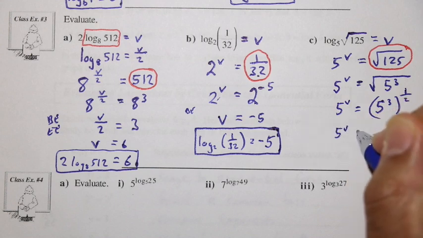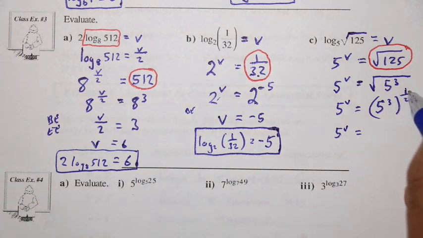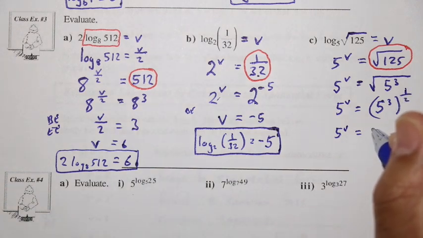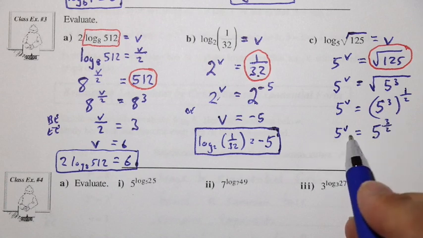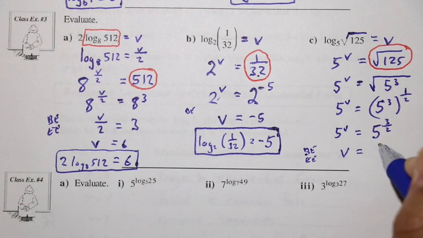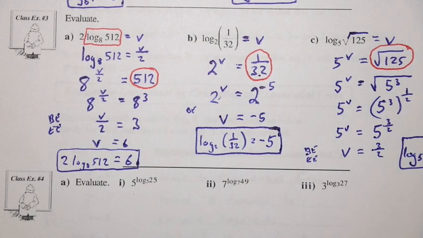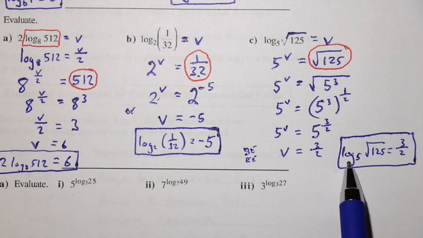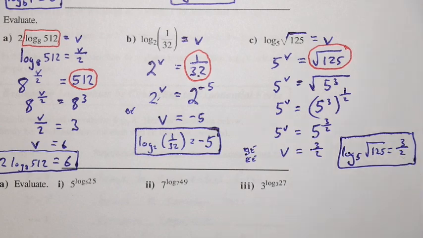So here, continuing on, 5 to the v would be equal to, using the rule of a power raised to an exponent, we multiply these exponents but keep the same base. 3 times 1 half is 3 over 2. And there we can see now, since the bases are equal, then the exponents would be equal, and we would have v is equal to 3 over 2, which then we can conclude that log base 5 of the square root of 125 is equal to 3 over 2. And there you see it. We can conclude that log base 5 of the square root of 125 is equal to that v, which we found to be 3 over 2.